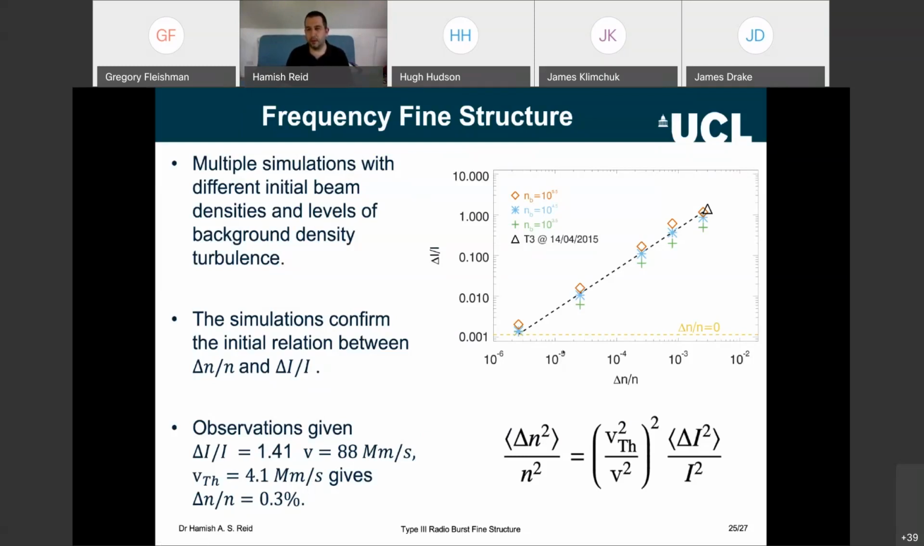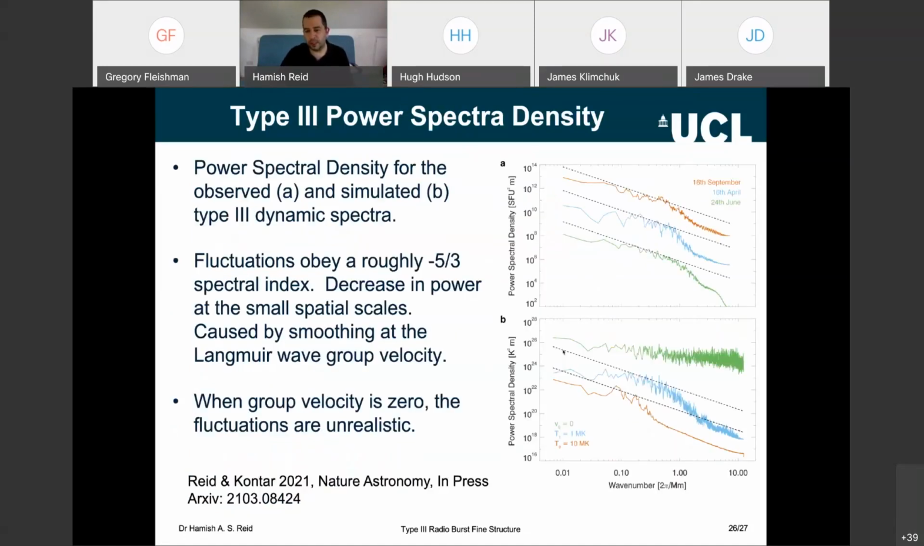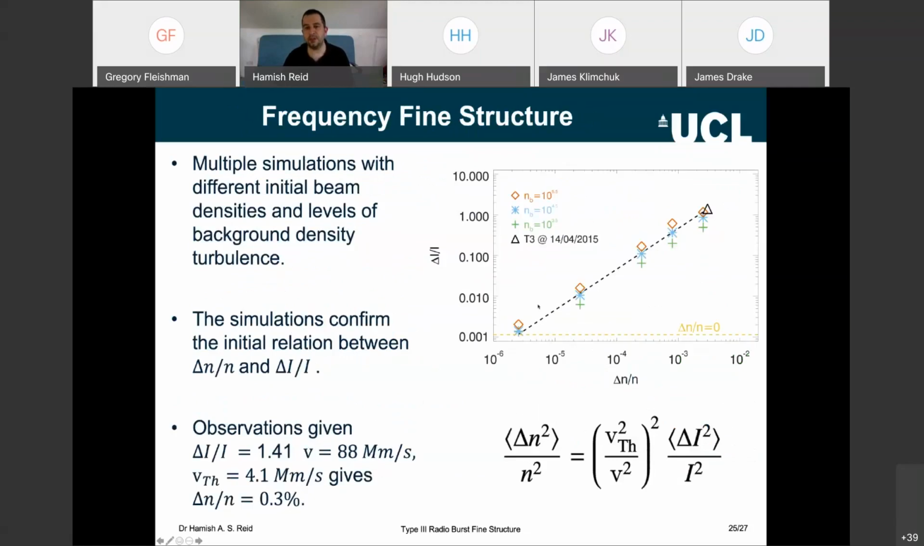And so, what else can we do? I should point out that it means that we can actually use the level of density fluctuations in the striae to estimate the magnitude of the density turbulence remotely in the solar corona, which is incredibly useful for trying to understand the properties of the solar corona remotely.